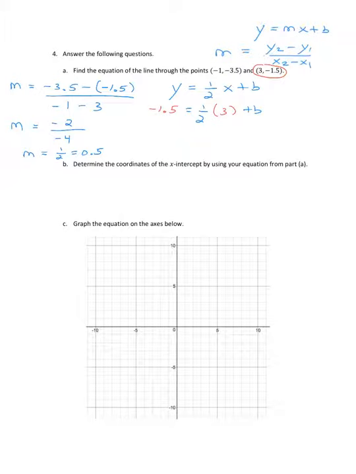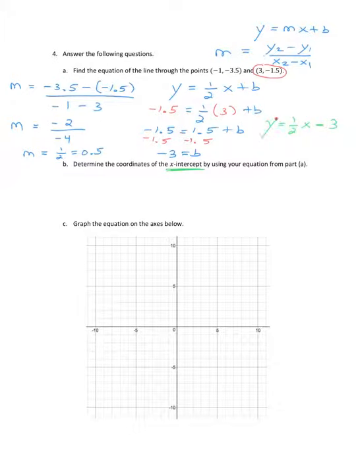Okay, 3/2 is 1.5. So negative 1.5 is equal to 1.5 plus b. And if I subtract 1.5 from both sides, I get negative 3 is equal to b. This gives me my equation. I know the slope was 1/2 and that the intercept was negative 3. I can now use this to figure out what the x-intercept is.